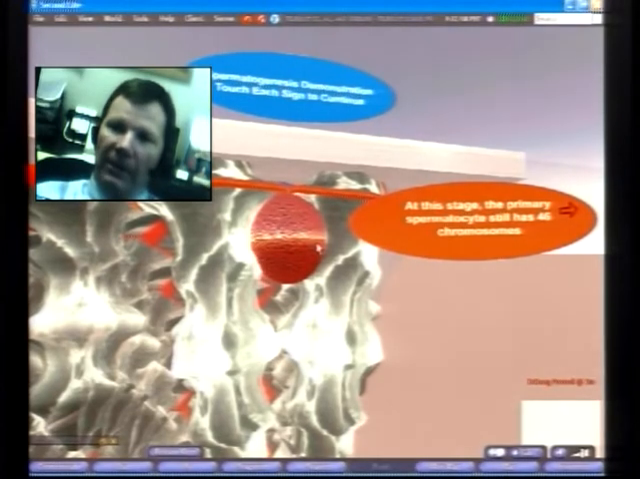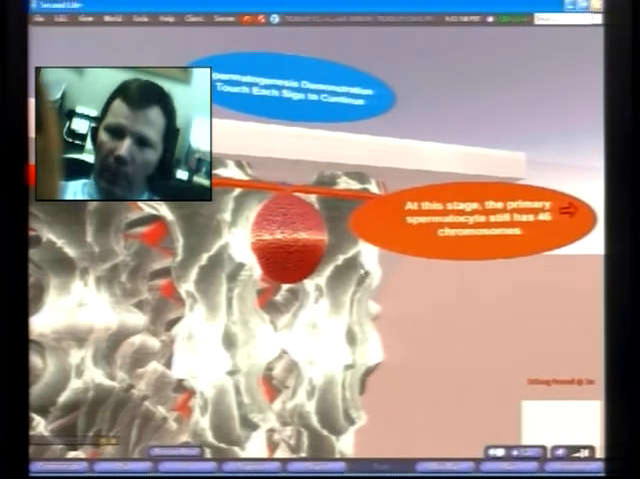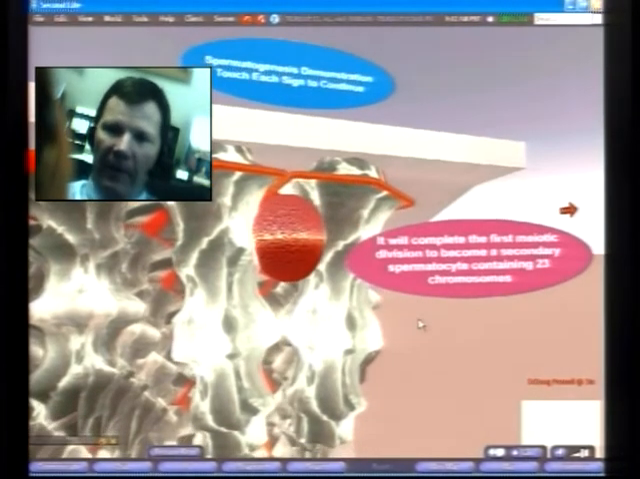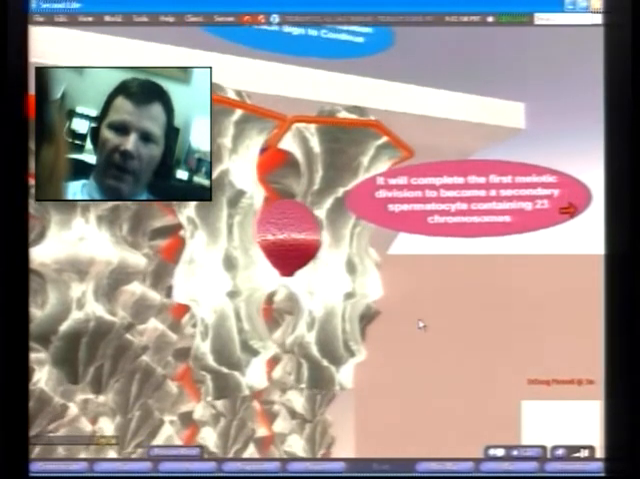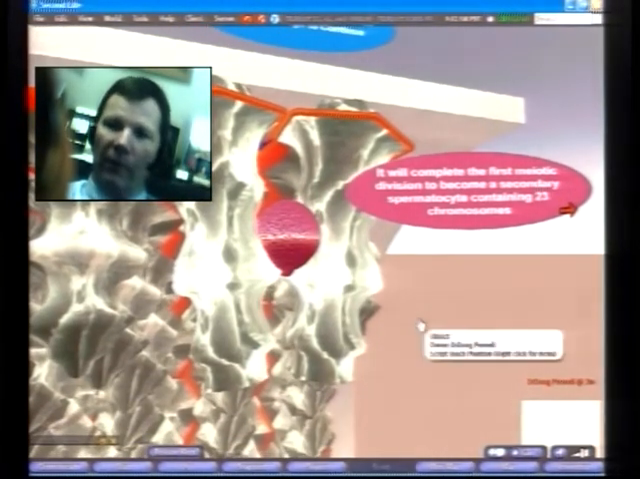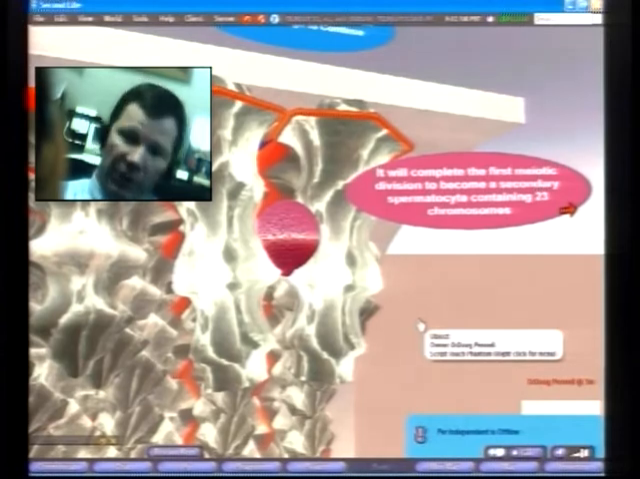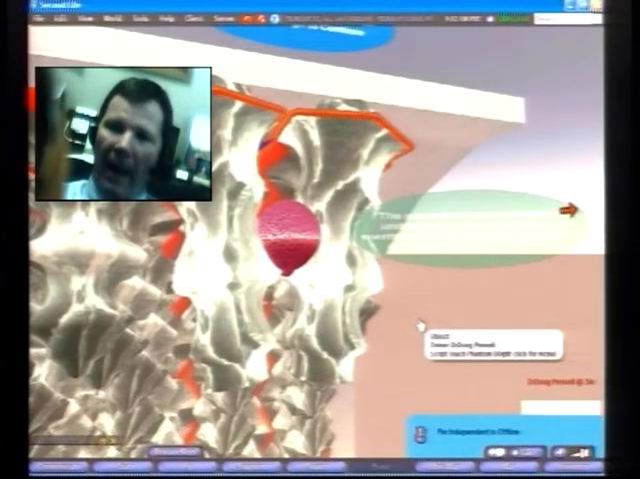So now this is a structure called a primary spermatocyte. It still has all of the chromosomes it's supposed to have, but as it continues to mature into that second structure called the secondary spermatocyte, it undergoes a process called meiosis, which reduces the number of chromosomes by half.